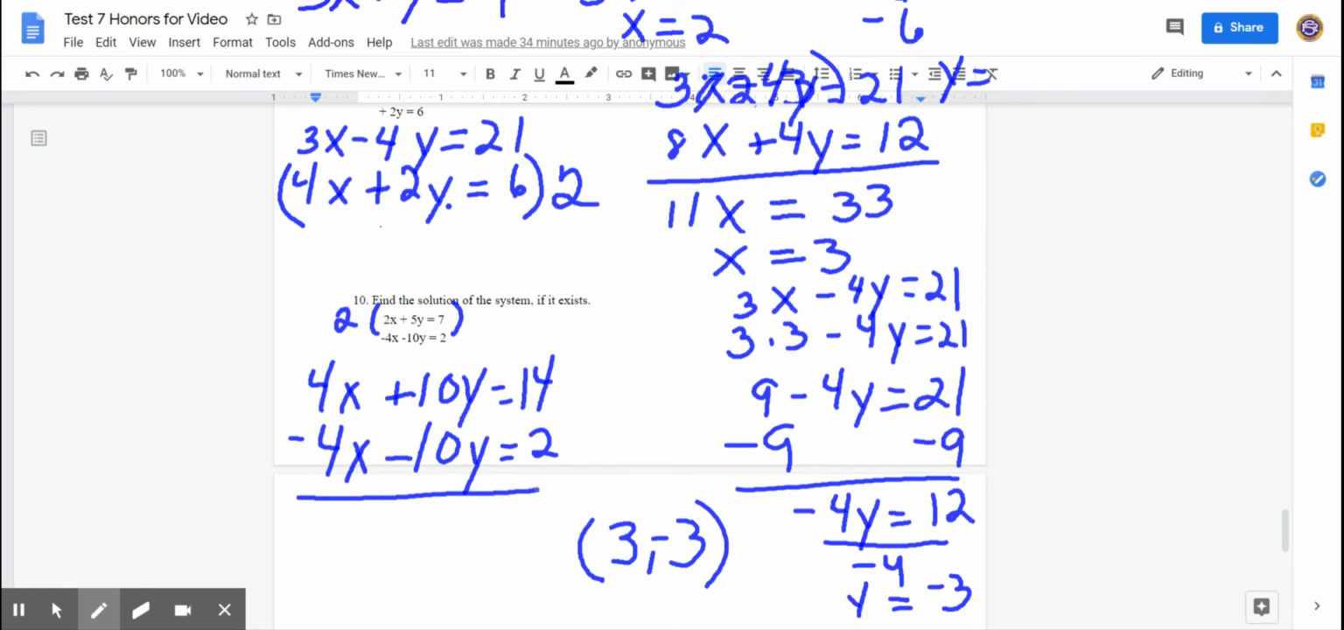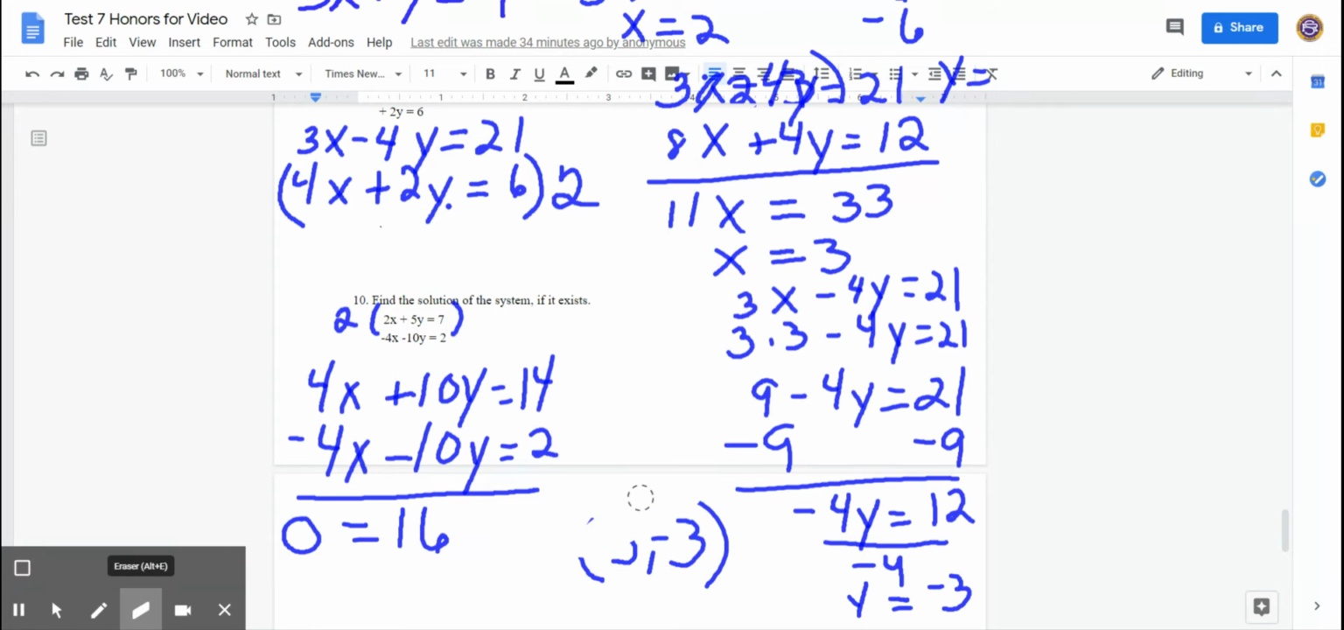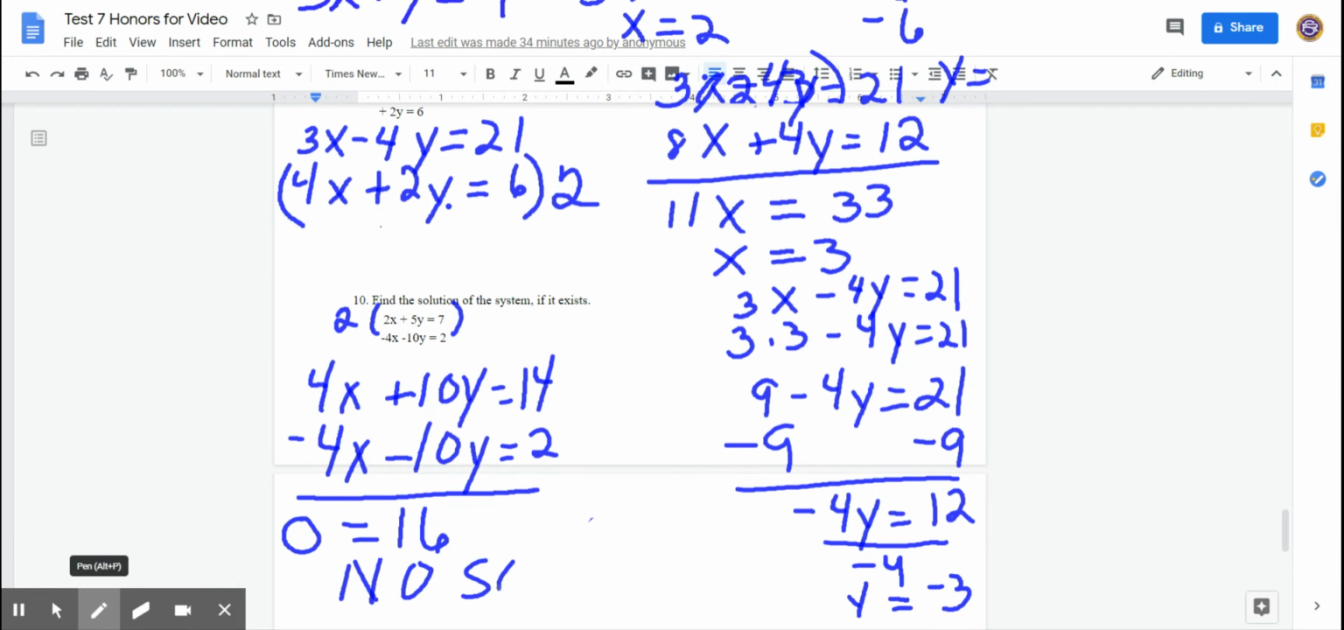Well, when I add those two equations, I get 0 equals 16. Well, when will 0 equal 16? 0 will never equal 16. So my answer is no solution.